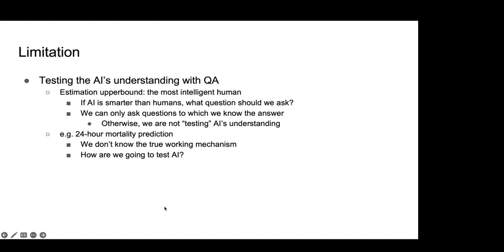Another fundamental limitation in testing AI's understanding with QA is that there's a certain estimation upper bound, because testing is based on human language, so the estimation upper bound is the most intelligent human. We cannot estimate whether an AI outperforms human intelligence, because the test is made by humans with human language. So if AI is smarter than humans, what question should we ask?